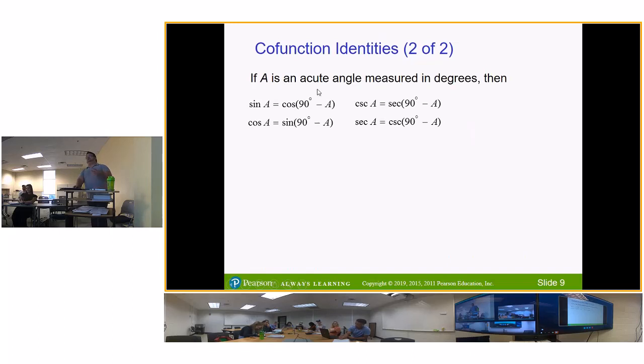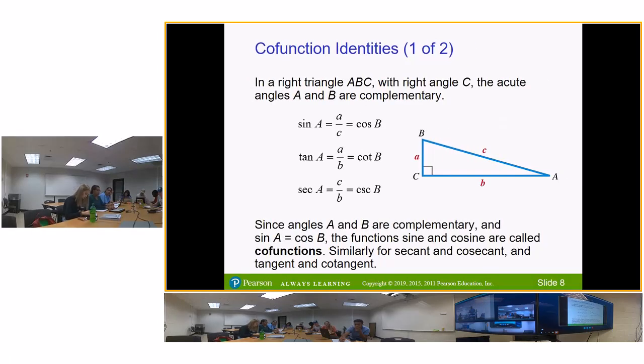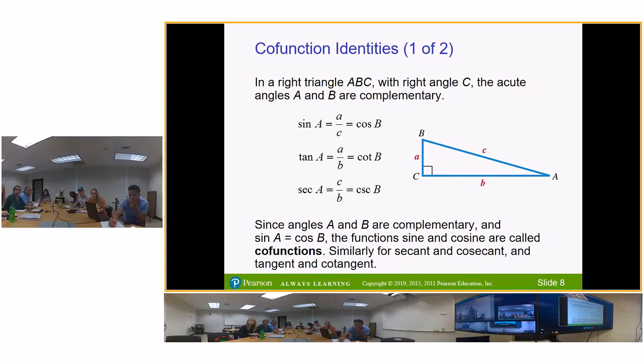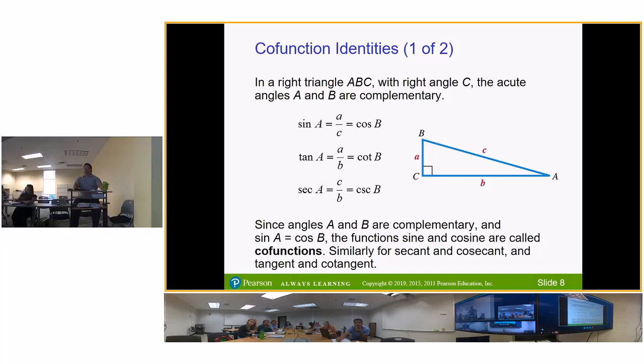Okay, now here is when you have an acute angle. Just write these down. Okay. And of course, y'all see it's just the same pattern. Sine of the angle is equal to the cosine of 90 minus that angle. And these are some of your first identities. Let me see. Yeah, now you could write these down. Write these down first. I'm sorry. I must have skipped over them.